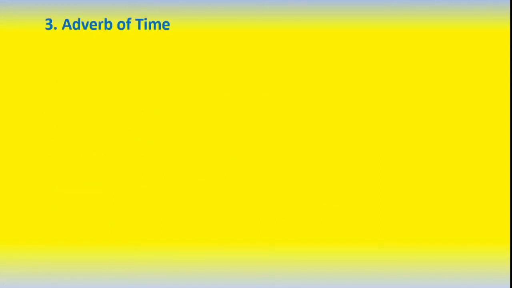And the third one is adverb of time. What is adverb of time? It is an adverb which is used to depict the time of an action in a sentence, when the action has been done. Or you can just ask the question "when" in order to identify this adverb. Now let us use all these adverbs of time in a sentence.